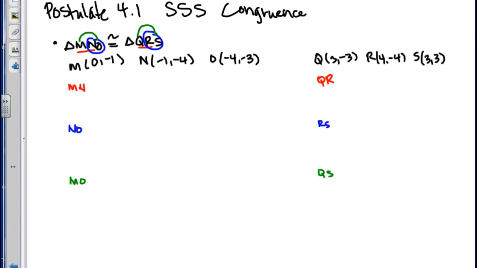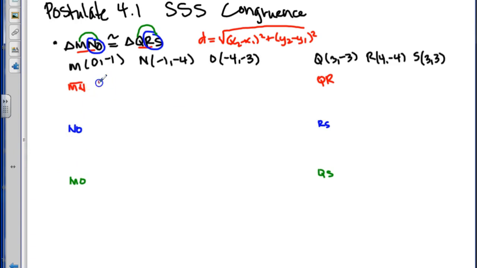We know how to find side lengths. We know how to find the distance between two points. You can graph this if you wish, but we just need the length of this segment from M to N. Remember, sides of a triangle are segments. So we're going to bust out the distance formula: distance equals the square root of x2 minus x1 squared plus y2 minus y1 squared. Who knew we would use that distance formula so much this year, right?